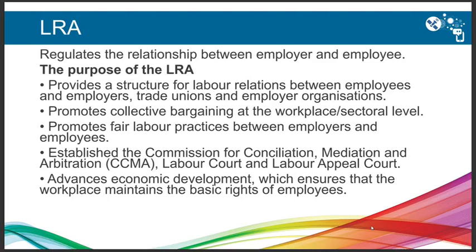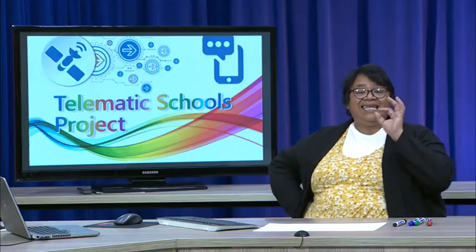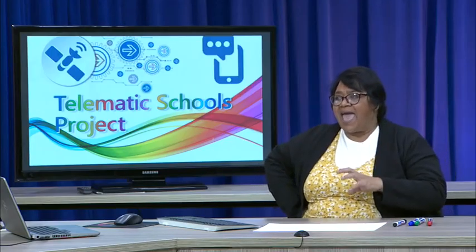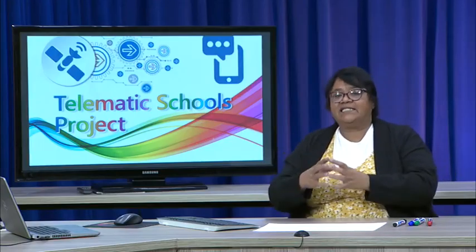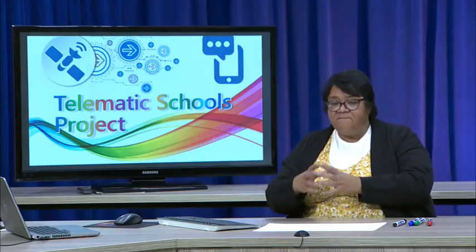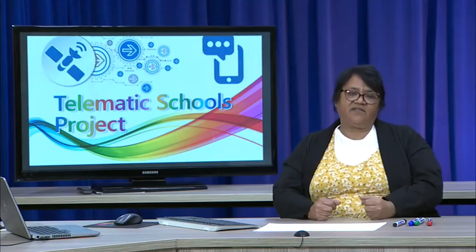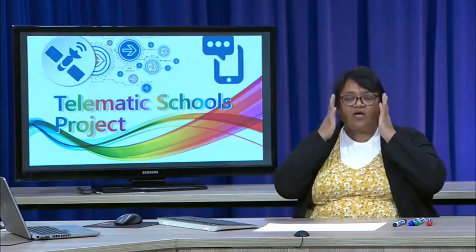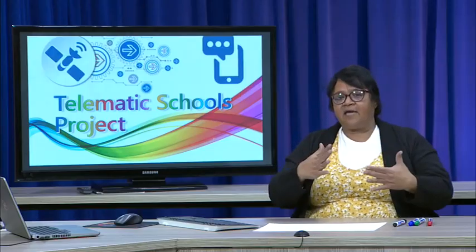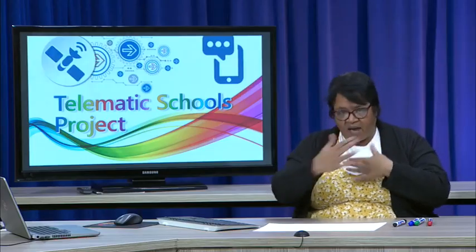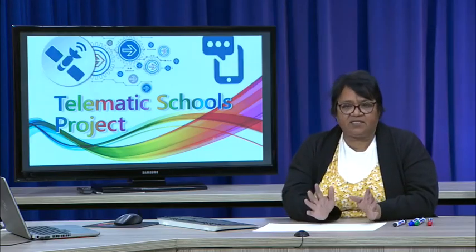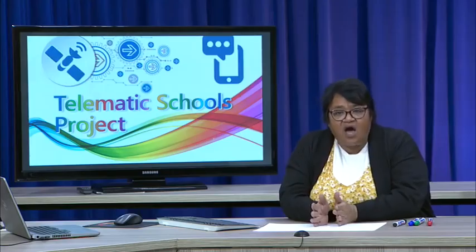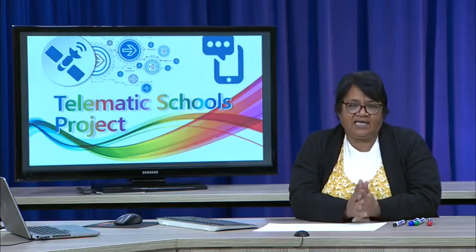Now, what are all of these things doing here? Right. Just in a nutshell, your CCMA, as the name says, Commission for Conciliation, Mediation and Arbitration. That's what CCMA stands for. So what happens is, let's say there's a dispute between me and my employer, and we are unable to settle this matter between us. Then we will go to the CCMA.